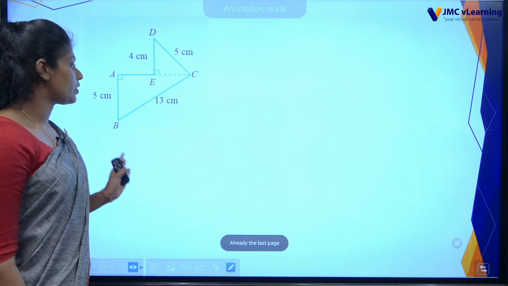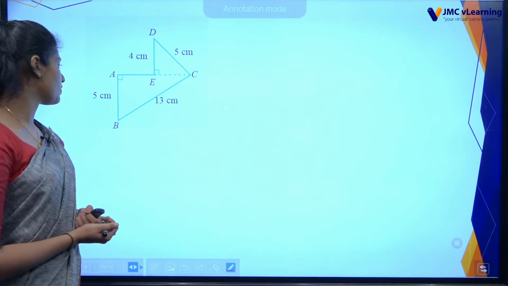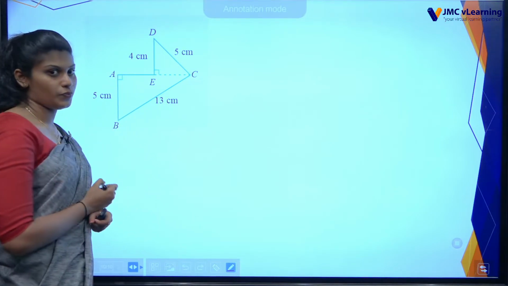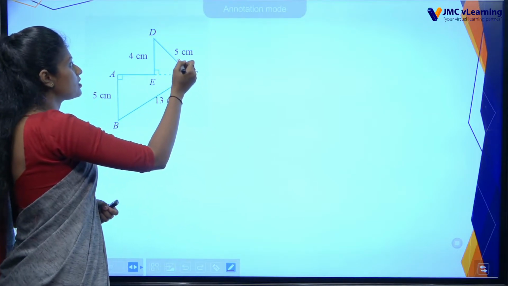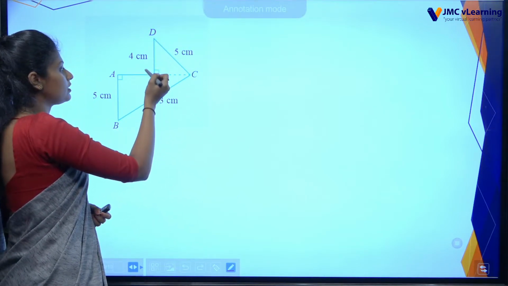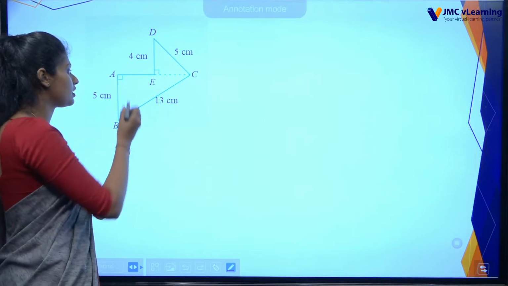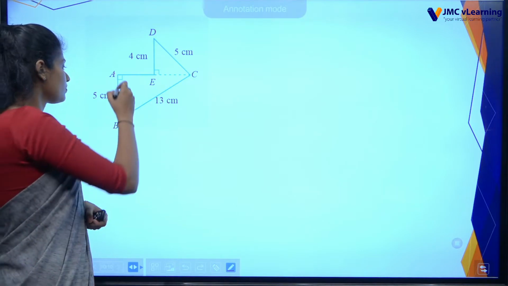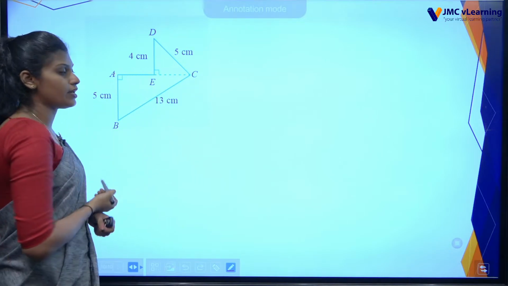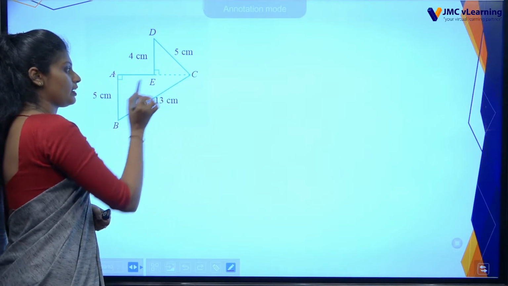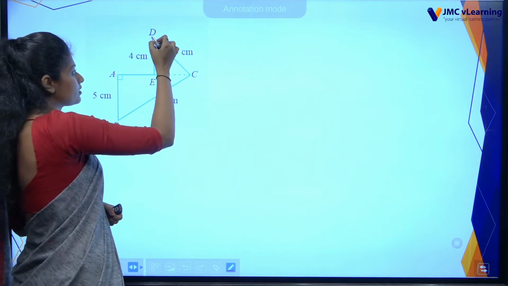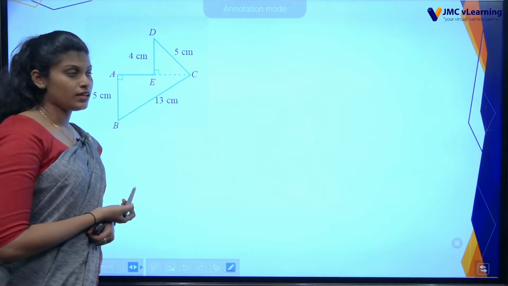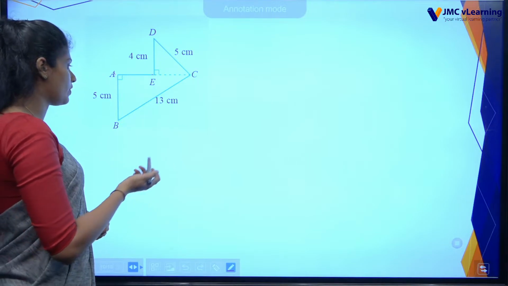Now let's move to the next one. Then you have to find the perimeter of ABCDE figure. Here AB length we know, BC also we know, CD is 5 centimeter, DE is 4 centimeter. We have to find the length of AE. So how can you find the AE? By considering the ABC triangle, you can take the length of AC, and considering the CDE triangle, you can take the length of EC. Then first of all, let's find these two values.